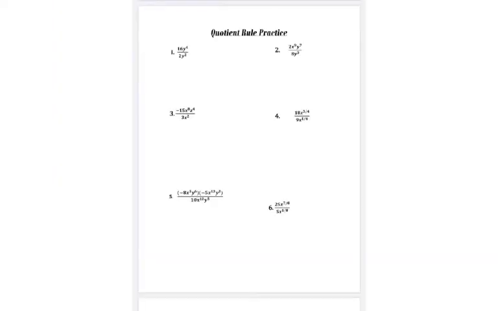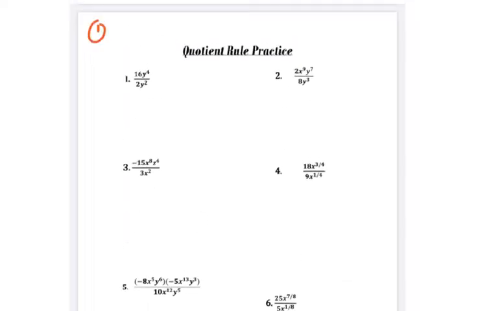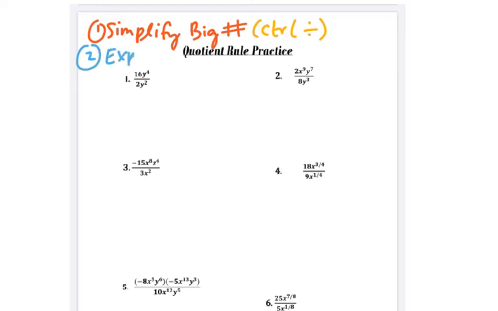So go ahead and take a minute and try your practice problems. So you're doing numbers 1 through 6. Not hard. I'm going to write down your rules really quickly. So step 1, simplify the big number. That's called the coefficient. Simplify means reduce the fraction or use control, divide in your calculator. Step 2, when exponents are stacked, one over the other, you would subtract. Okay, so go ahead and try numbers 1 through 6.